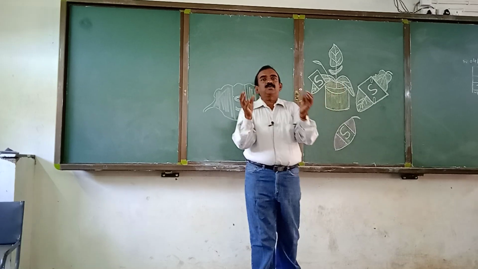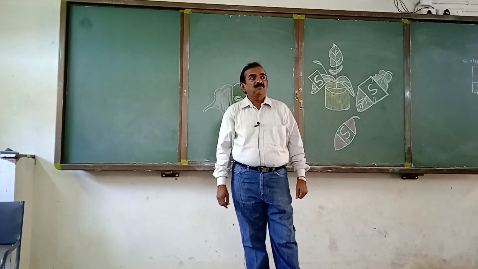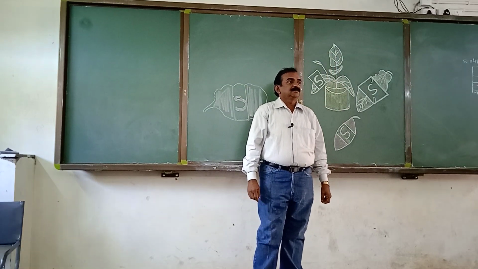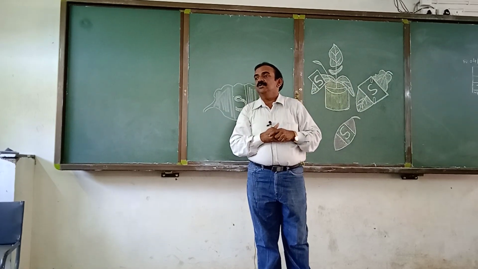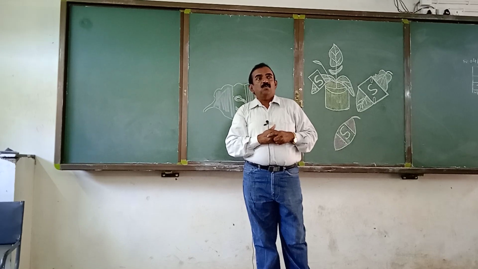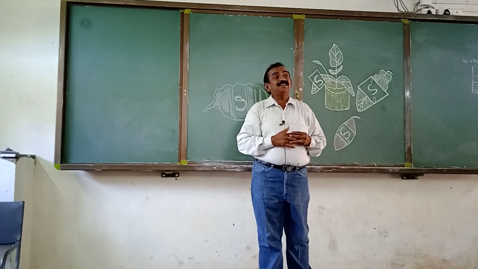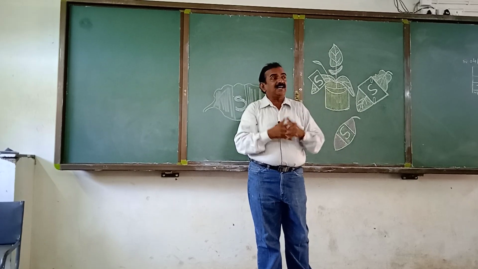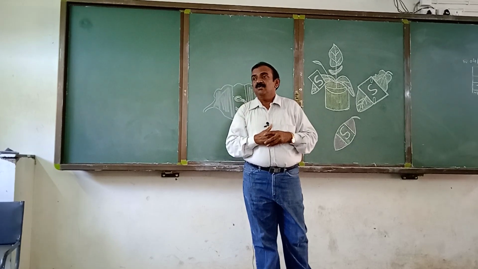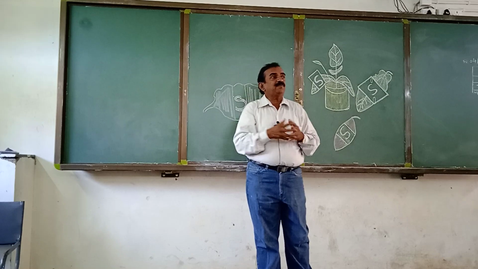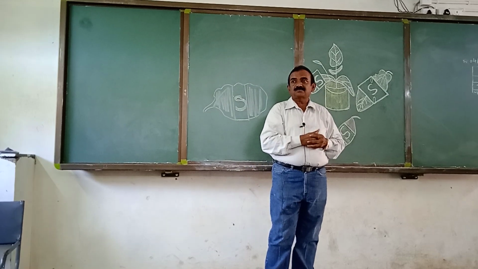And we need to keep the potted plant in the dark room for 2 to 3 days. We need to keep the potted plant in the dark room for how many days? 2 to 3 days. Why are we keeping this potted plant in the dark for 2 to 3 days? What is the reason? In the dark, plants do not prepare food. Why? Light is necessary. So for that only we are doing this activity.